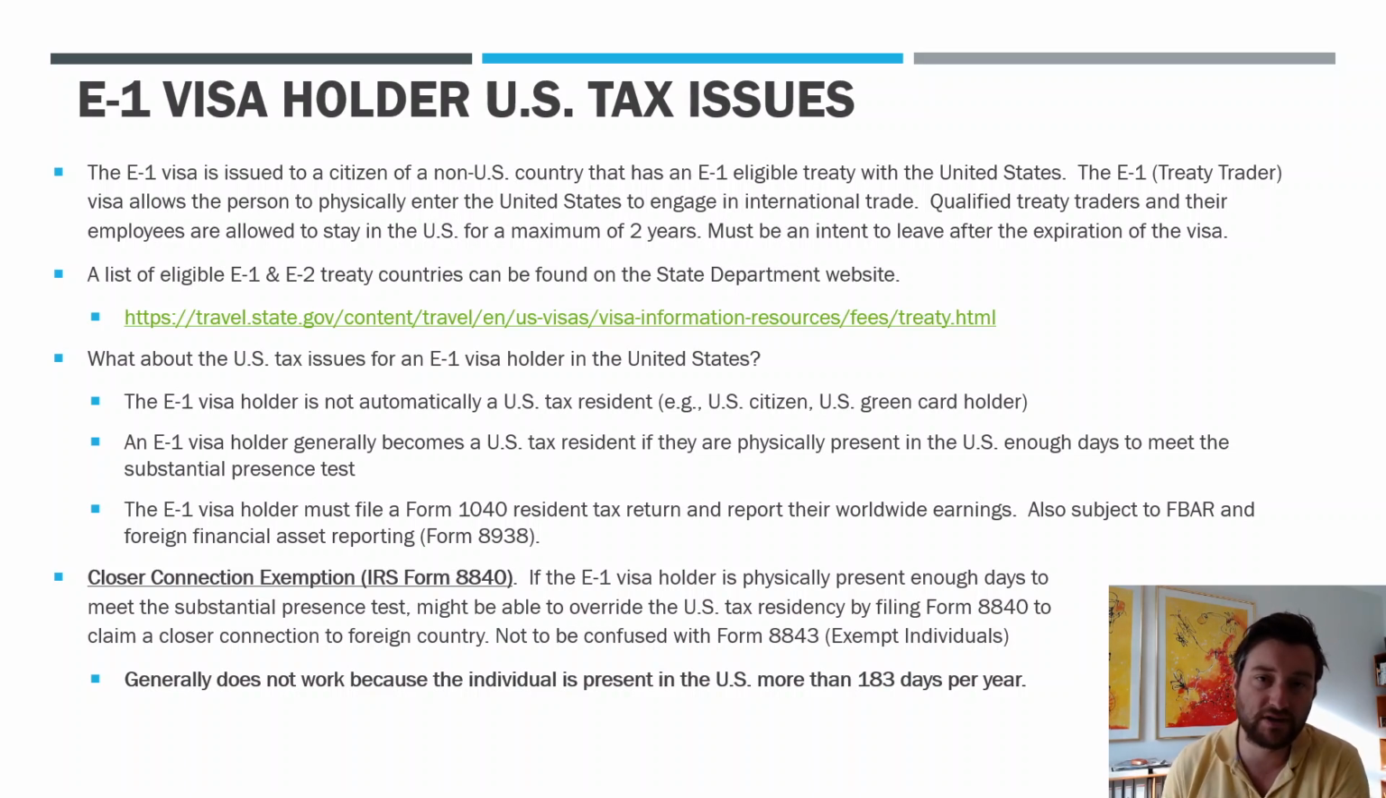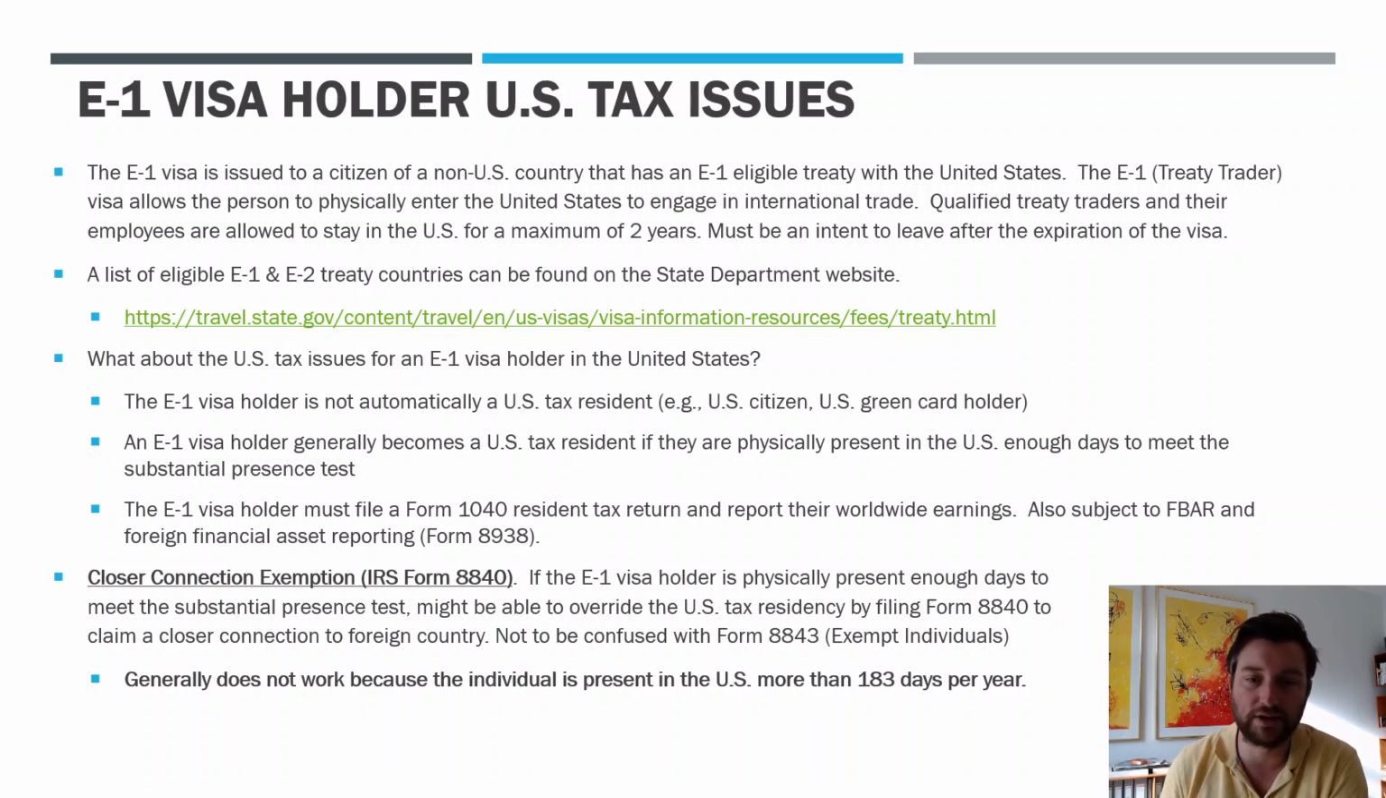Now, if you don't meet the substantial presence test, you're not a U.S. tax resident, but you're very likely still going to be required to file a U.S. tax return. You'll file a Form 1040-NR, a non-resident return, and you'll report whatever U.S. source income you have there.